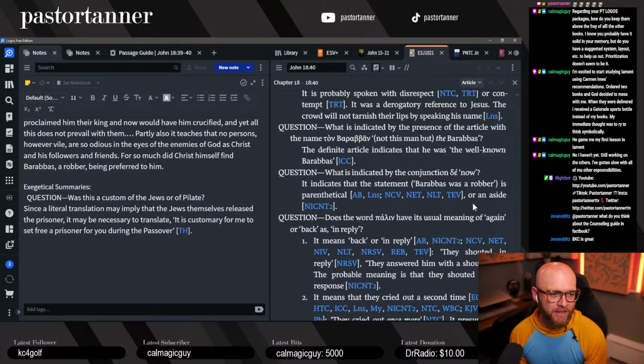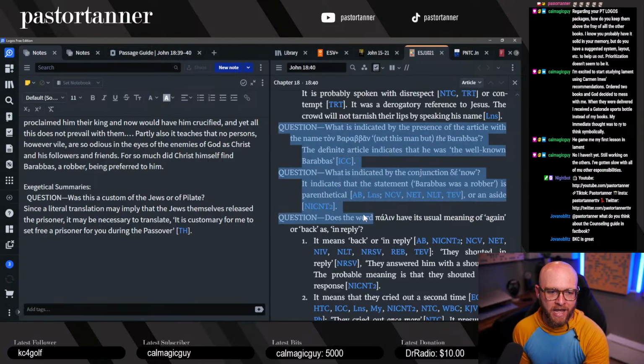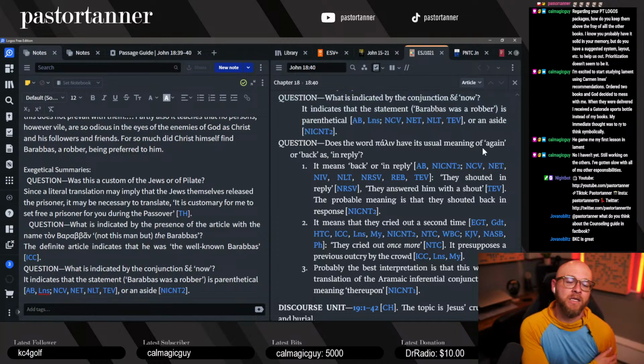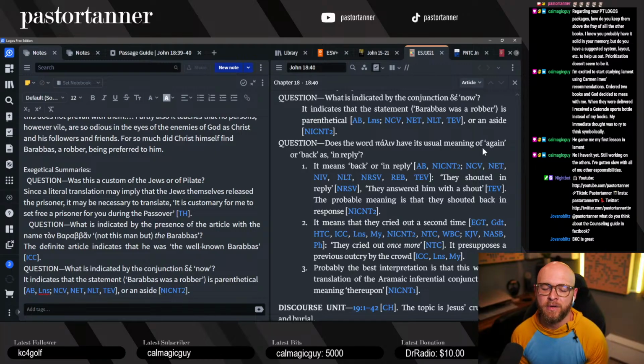What is indicated by the conjunction de, now? It indicates the statement Barabbas was a robber is parenthetical or an aside. What does the word palin have in its usual meaning, again or back, as in a reply? And if we've done our previous studies well, the palin, it was palin. I was going to say the palin is not supposed to be present, but that's not true. It was palin Pontes or whatever. So the Pontes is the one that is not in all the manuscripts.